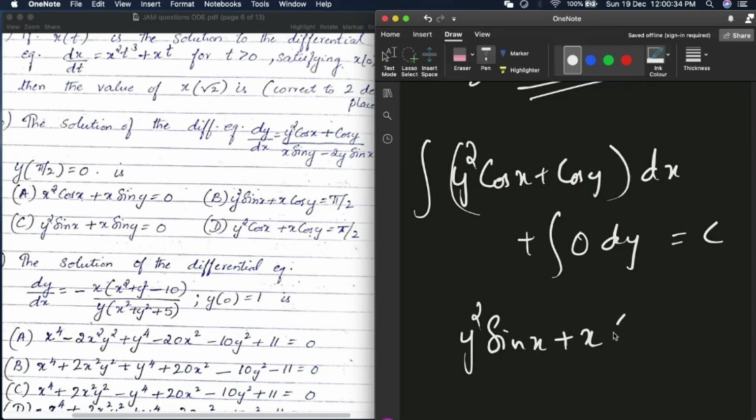Minus sin x, ma'am. The integral of cos is plus sin. Okay, yes, the derivative of cos is minus. Anytime you integrate, always do a cross check whenever you have sine and cos. Just differentiate and see whether you're getting the same function. That's it. So I differentiate this, I should get this. That's it.